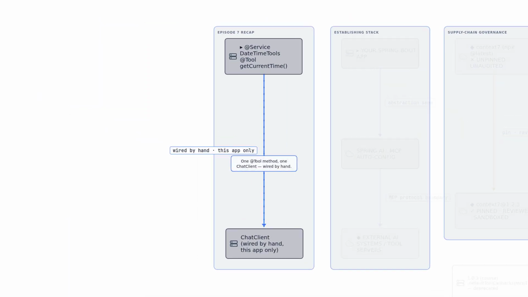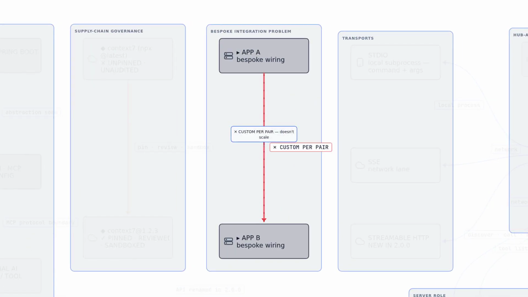One annotation made your method callable by the model, but only inside this one app, wired by hand. Every new AI client, every new tool, a new bespoke integration by hand. That doesn't scale past 2 apps, let alone an enterprise.